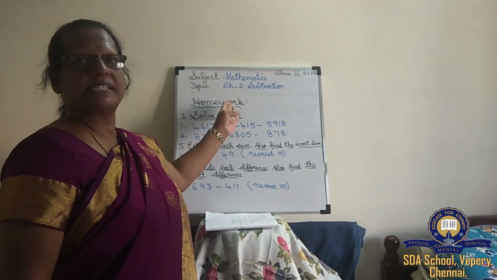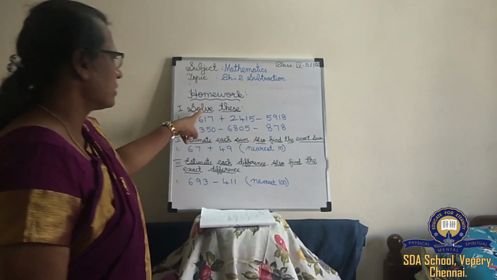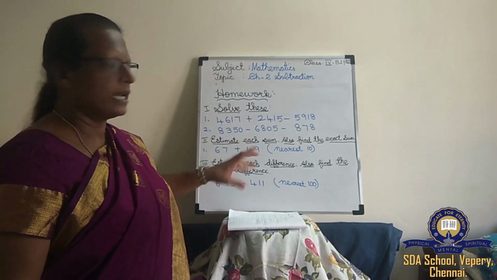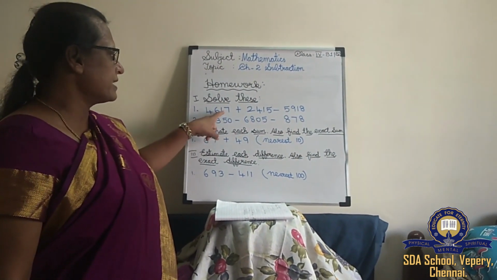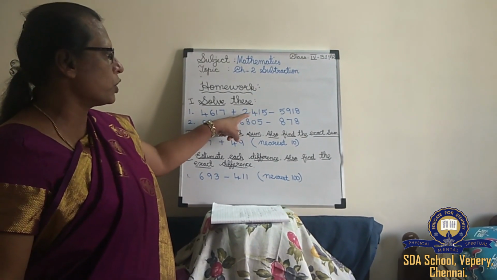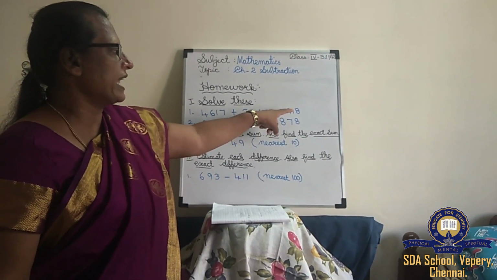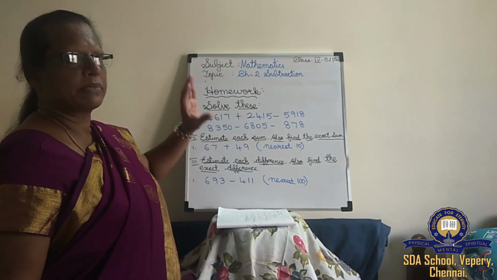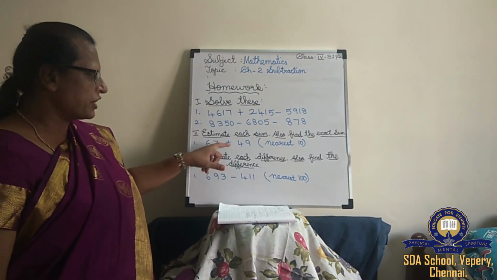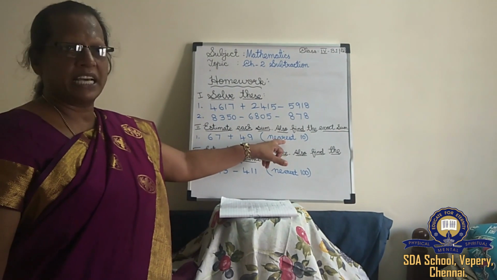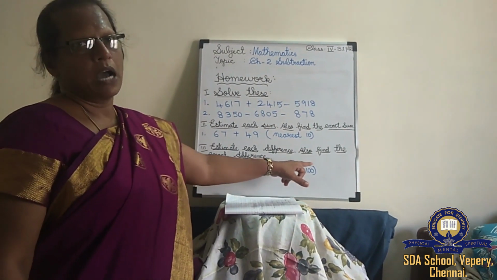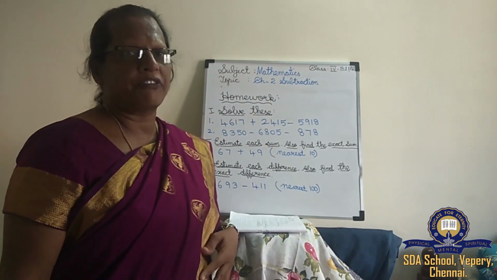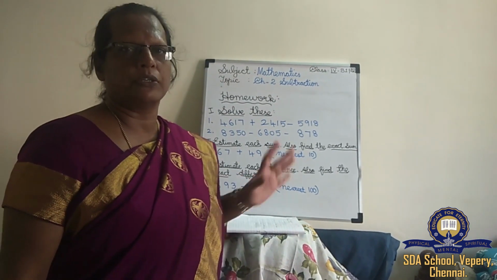Okay, children. Now I have given some homework sums. See, solve this. The sums that I have taught, from those sums only I have given. Understood, children? All of you listen carefully. See, 4,617 plus 2,415 minus 5,918. Likewise, this sum also. See, what I have taught, the same sum I have given. And here this is addition and this is subtraction. For addition you have to do nearest 10 and for subtraction you have to do nearest 100. Understood, children? All of them do, and before Friday you can send it. Okay, children? But all should do the sums.